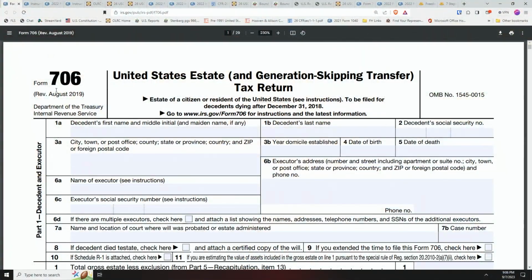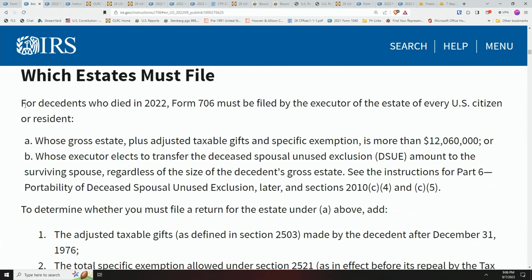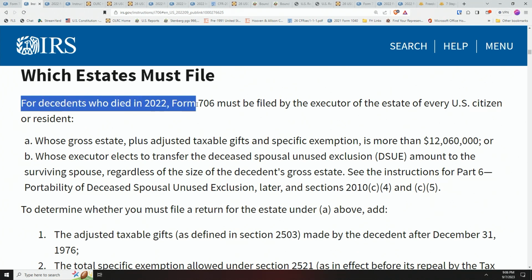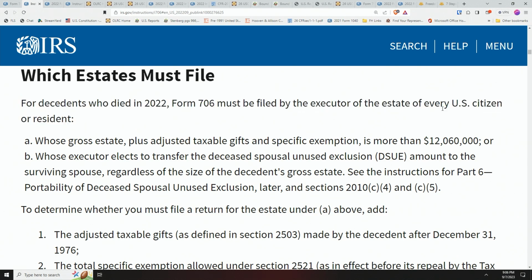We're going to go to the Form 706 at irs.gov, United States Estate Tax Return Form, that unfortunately CPAs and tax attorneys wrongfully tell you to fill out, okay? You go to the instructions of this form, and irs.gov again tells you that for decedents who died in 2022, Form 706 must be filed by the executor of the estate of every U.S. citizen or resident. Well, the key is the term U.S. citizen or resident. It hinges on the term U.S. We'll come back to that.